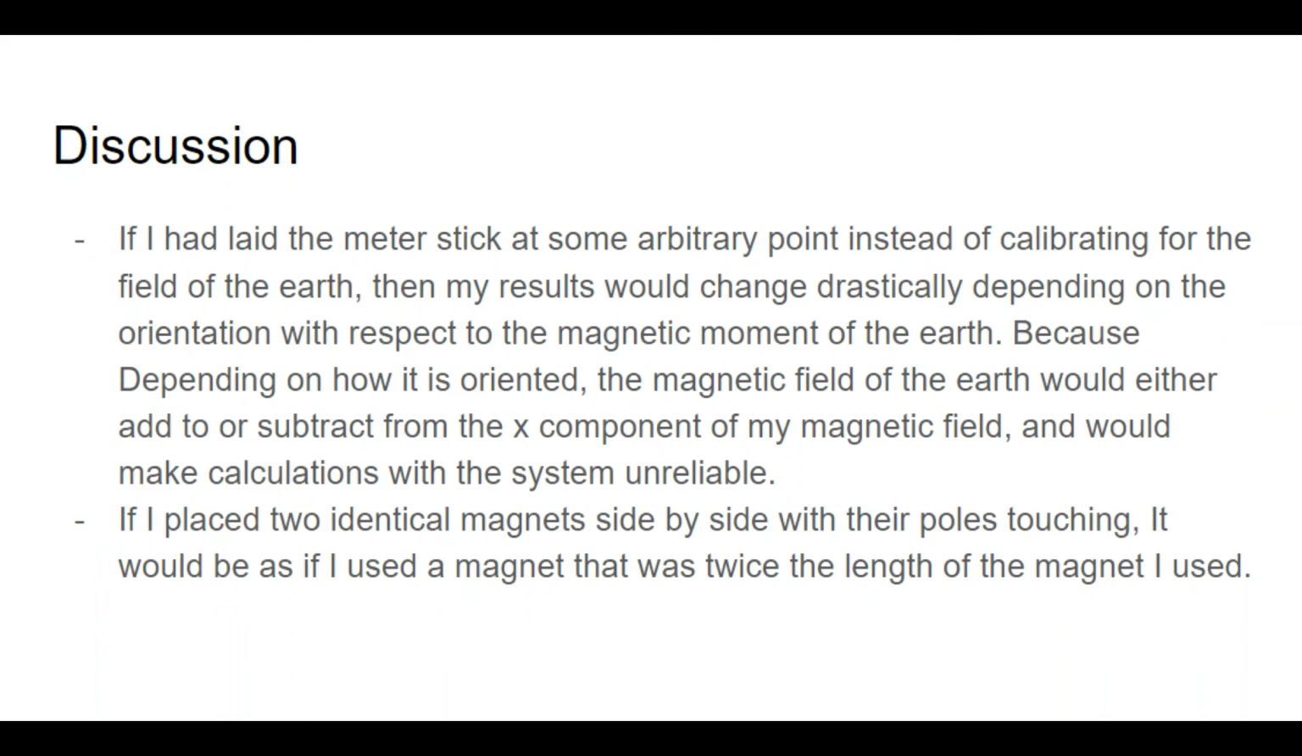If I had laid the meter stick at some arbitrary point, then my results would change drastically, depending on the orientation with respect to the magnetic moment of the Earth. Because depending on how it is oriented, the magnetic field of the Earth would either add or subtract from the x component of my magnetic field, and would make calculations of the system unreliable.